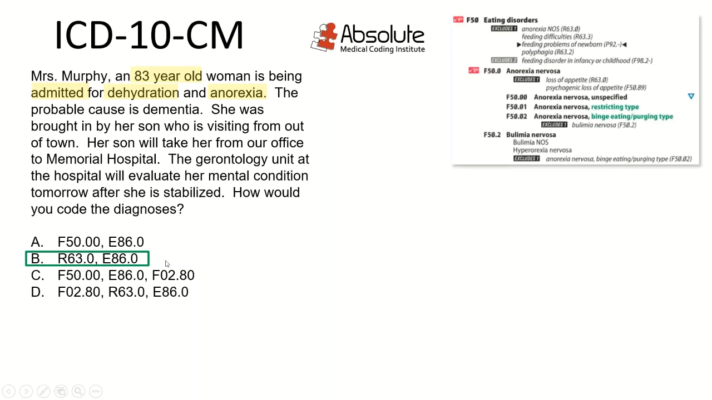First of all, let's look at A, F50.00. That first listed code in A is also first listed in C. Our category F50 is for eating disorders, and if we go down to F50.00, this is for anorexia nervosa, unspecified. So that is not our code. Can anybody tell me why?